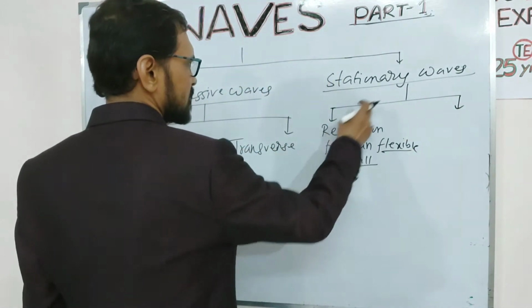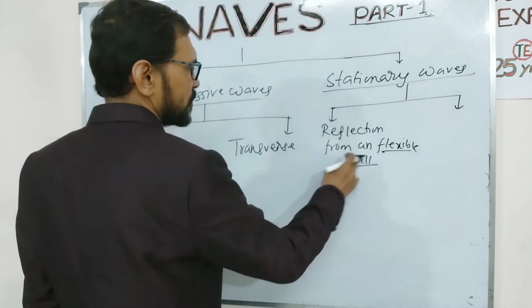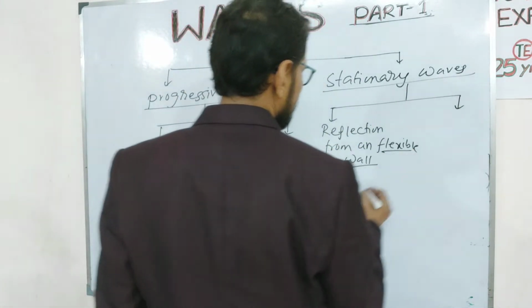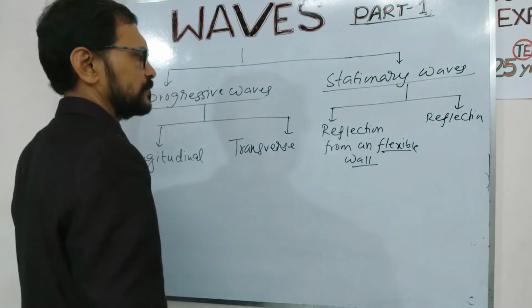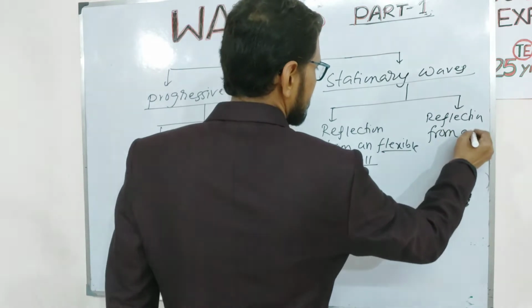So these stationary waves are formed due to reflection from a flexible wall, and reflection from a rigid wall.